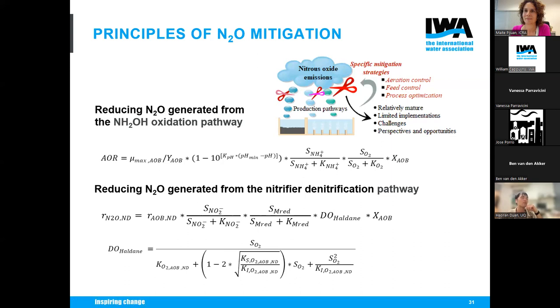Similarly, N2O generated from the nitrifier denitrification pathway is governed in modeling by this equation. So similarly, we will be able to reduce nitrite concentrations to reduce N2O emissions from this pathway. And also, since this pathway uses electrons generated from hydroxylamine oxidation, essentially, if we are able to reduce the electron supply from the other pathway, there is also a potential to reduce N2O emission from this pathway as well.